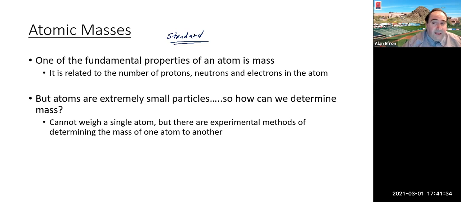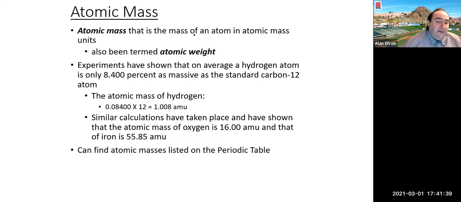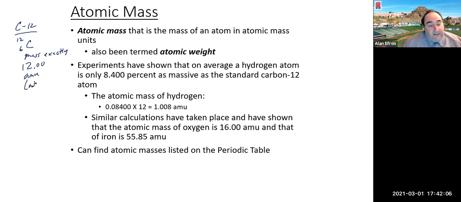They chose an isotope of carbon to act as the standard. They chose the carbon-12 isotope, 12 being the mass number, with the atomic number being 6. It had 6 protons and 6 neutrons, and it had a mass of exactly 12 AMU. AMU is an atomic mass unit. It's a unit of mass.